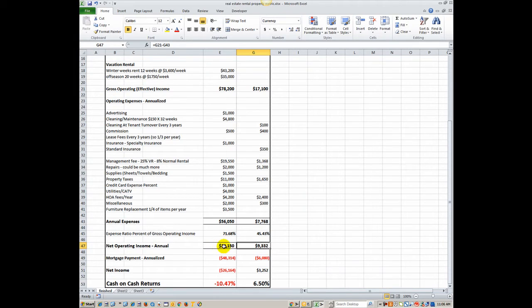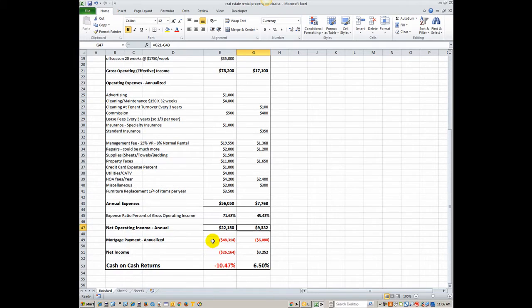So even though those properties are a lot different in price, it starts narrowing down here as we get to this bottom line. Now, we have yet to figure in the mortgage payments. $48,000 a year for the vacation rental and $6,000 a year for the yearly rental. Net income actually goes negative for the year for that vacation rental, and still stays positive at over $3,200 for the yearly rental. And obviously the formula for that is E47 plus E49, considering that's negative, brings you down to negative $26,000 for that one. And same thing there for that column for the other rental. So you can see this one's already in the red, this one's still in the black.